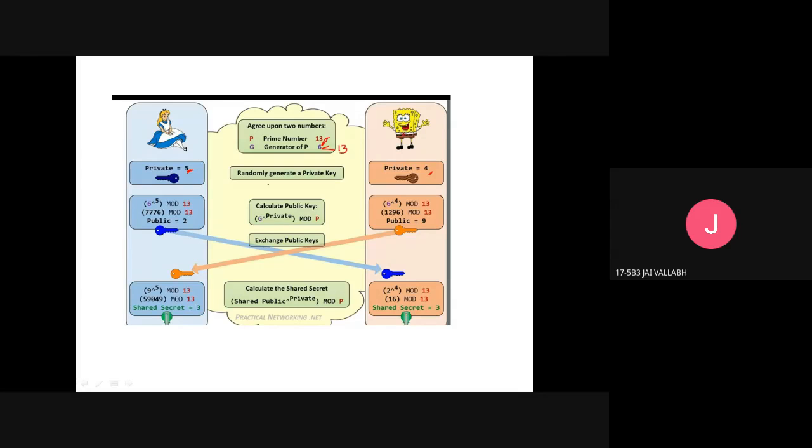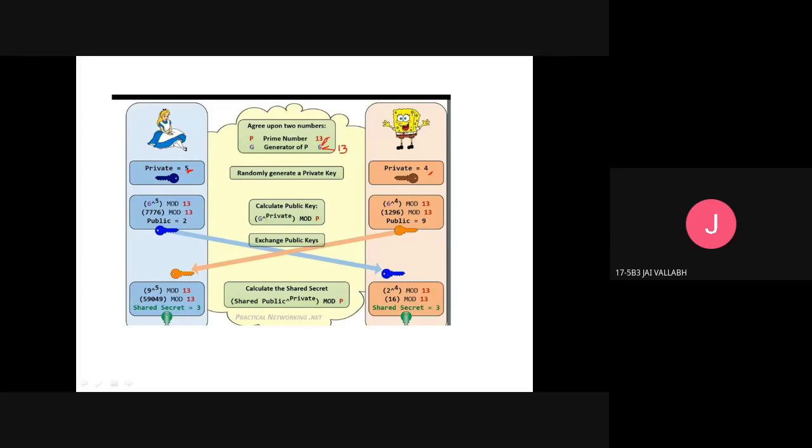So the first step is over: randomly generating a private key and using the agreed upon numbers. These numbers will be known to both, for instance, Alice and Bob. Now we'll be calculating the public key.